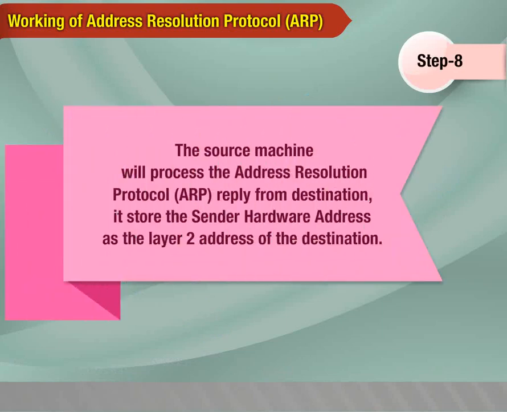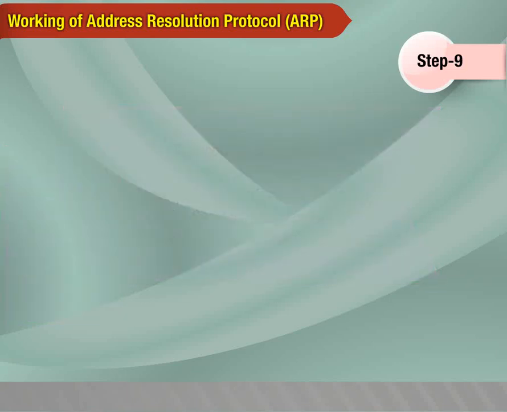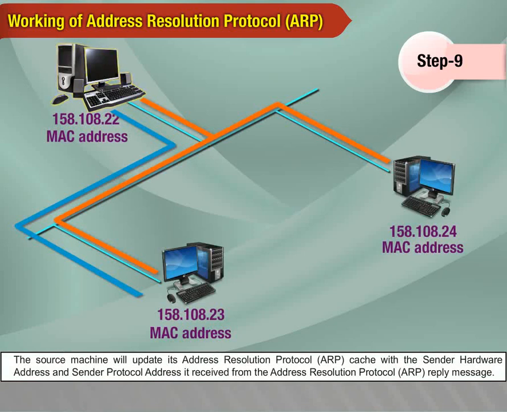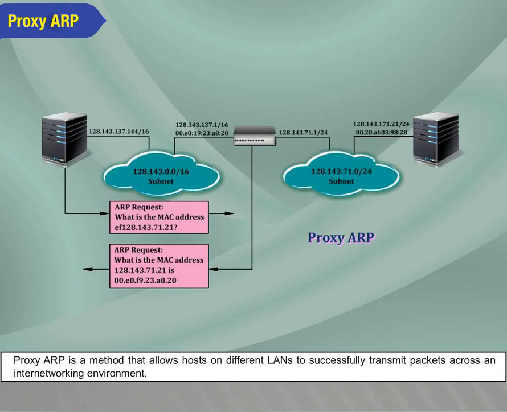Step 8. The source machine will process the ARP reply from the destination. It stores the sender hardware address as the layer 2 address of the destination. Step 9. The source machine will update its ARP cache with the sender hardware address and sender protocol address it received from the ARP reply message. Proxy ARP. Proxy ARP is a method that allows hosts on different LANs to successfully transmit packets across an internetworking environment.